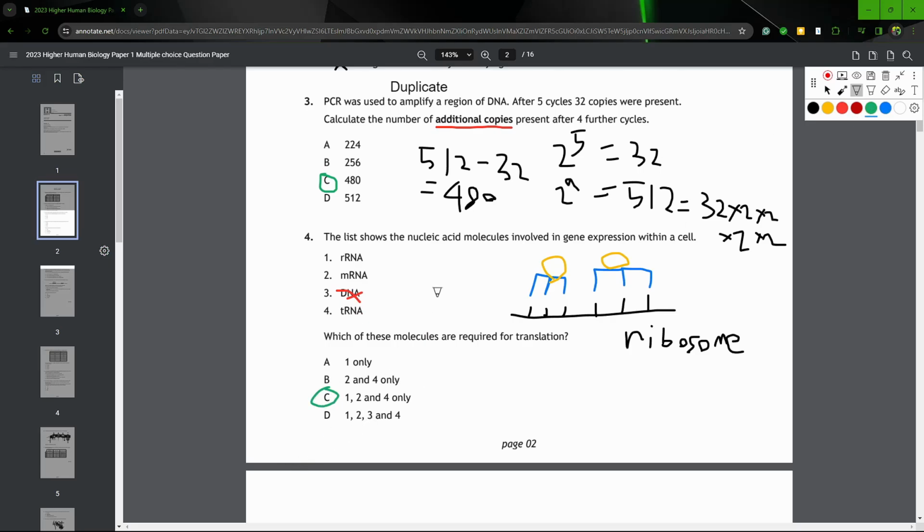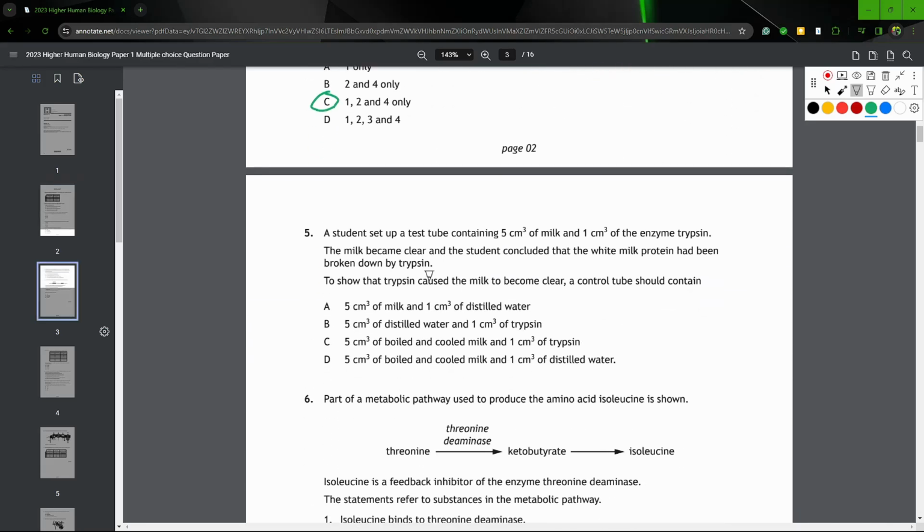Oh, there we go. Alrighty, we're moving on to 5. A student set up a test tube containing 5 centimeters cubed of milk and 1 centimeter cubed of the enzyme trypsin. The milk became clear, and the student concluded that the white milk protein had been broken down by the trypsin. To show that the trypsin caused the milk to become clear, control tubes should contain what?